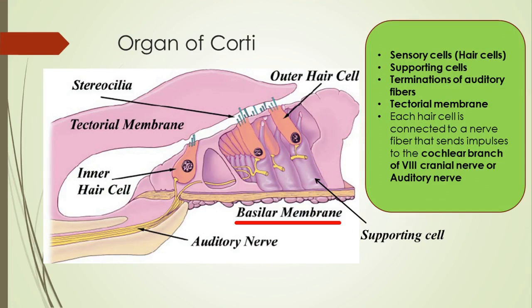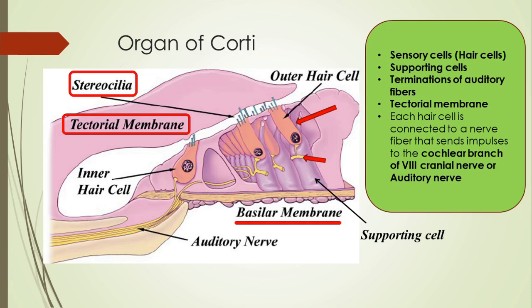The organ of Corti consists of sensory cells or hair cells, supporting cells, terminations of auditory nerve fibers and tectorial membrane. The sensory cells or the hair cells are the ciliated cells. The tectorial membrane is lying above the ciliated cells. The cilia of the sensory cells, called stereocilia, are projecting towards the tectorial membrane. At the other end of the sensory cells, they are innervated by the nerve fibers of cochlear branch of the 8th cranial nerve or the auditory nerve.